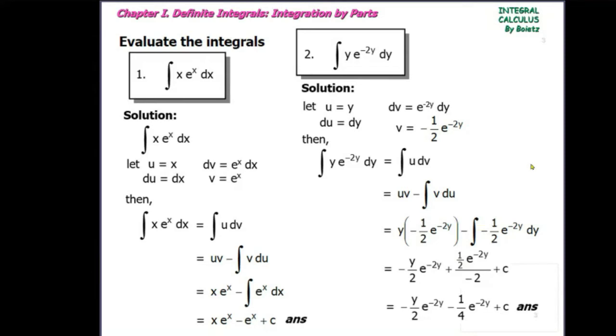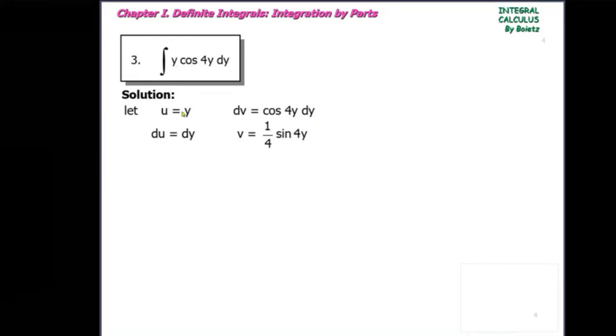So, medyo nakakalito ng konti pero practice lang. The number 3, the integral of y cosine 4y dy. So again, anong klaseng combination nito? Anong combination ng function? So algebraic tsaka trigonometric. So therefore, LIATE, una na naman yung algebraic, trigonometric yung pangalawa. Susunod. Okay. So therefore here, diretso na natin, your u becomes y, then this will become your dv, yung cosine 4y dy.